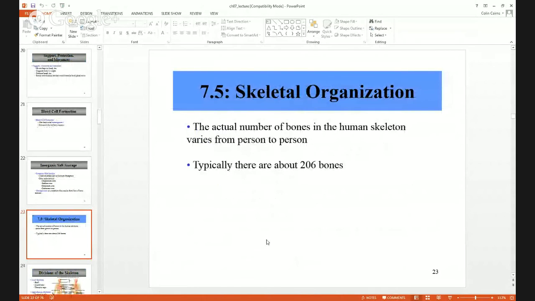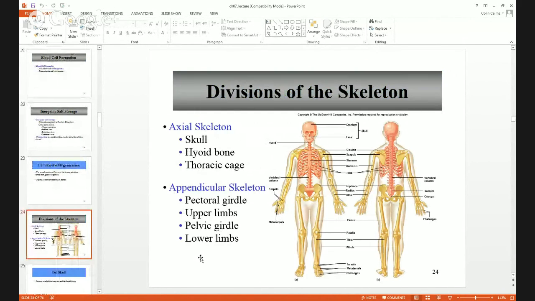And let's talk about the skeletal organization. As we talked about before, there are typically 206 bones in the human skeleton. The actual number can vary from person to person. And here's a look at the axial skeleton, the skull, the hyoid bone, and the thoracic cage. Then we have the appendicular, the pectoral girdle, the upper limbs, the pelvic girdle, and the lower limbs.